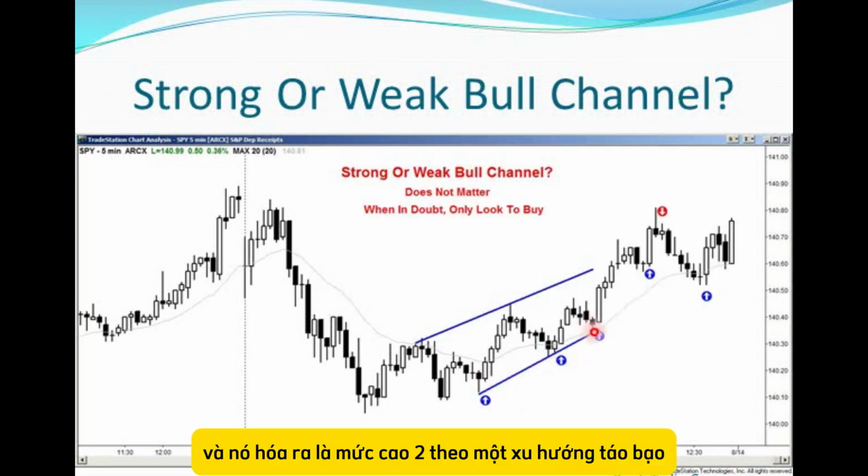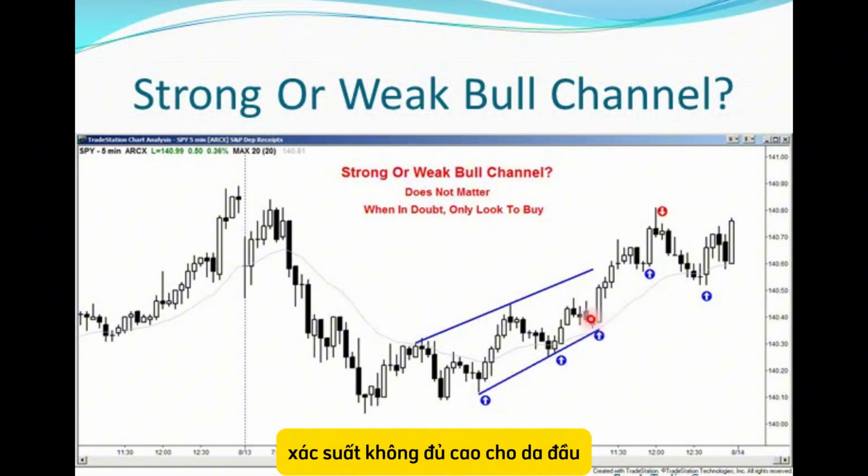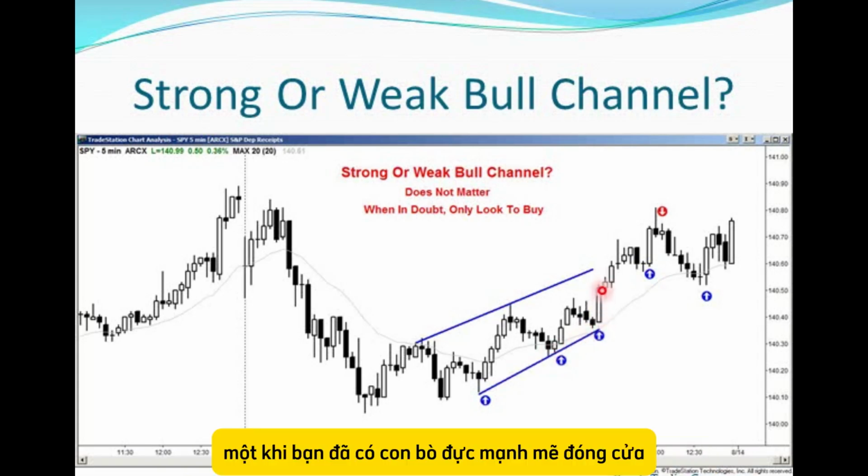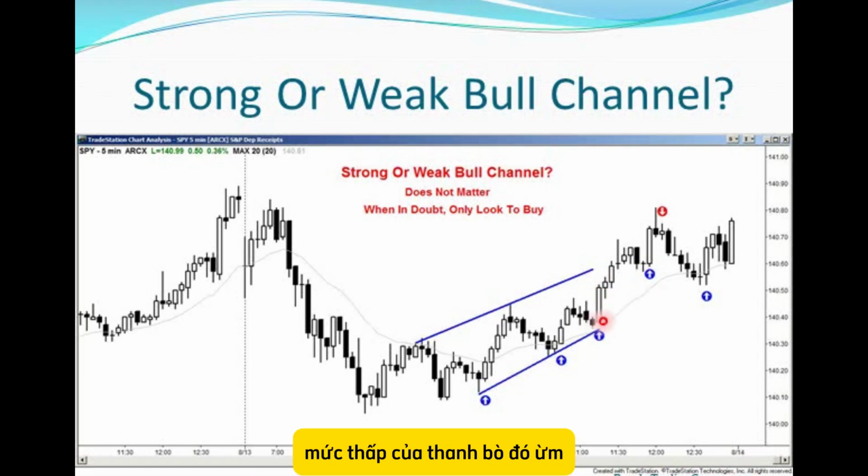And it turned out to be a high 2 buy in a bull trend. Bear signal bar, probably not strong enough for a scalp, not high enough probability for a scalp, but I do think you can take it for a swing and put your stop below the most recent higher low. Once you had this strong bull close, you probably could raise your stop to below the low of that bull bar. Here, another high 2 buy.